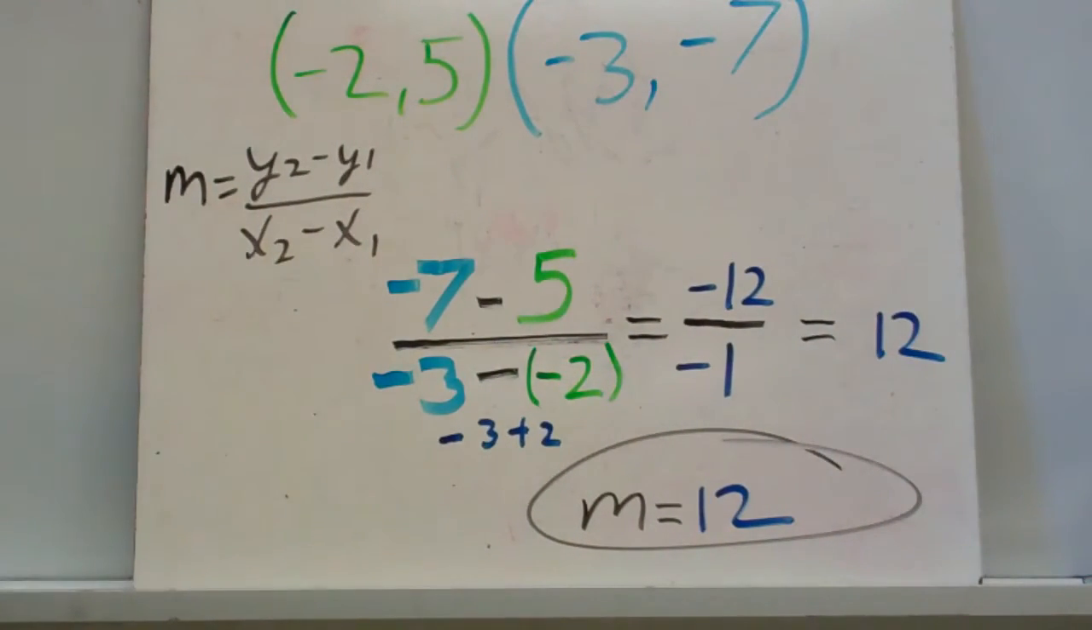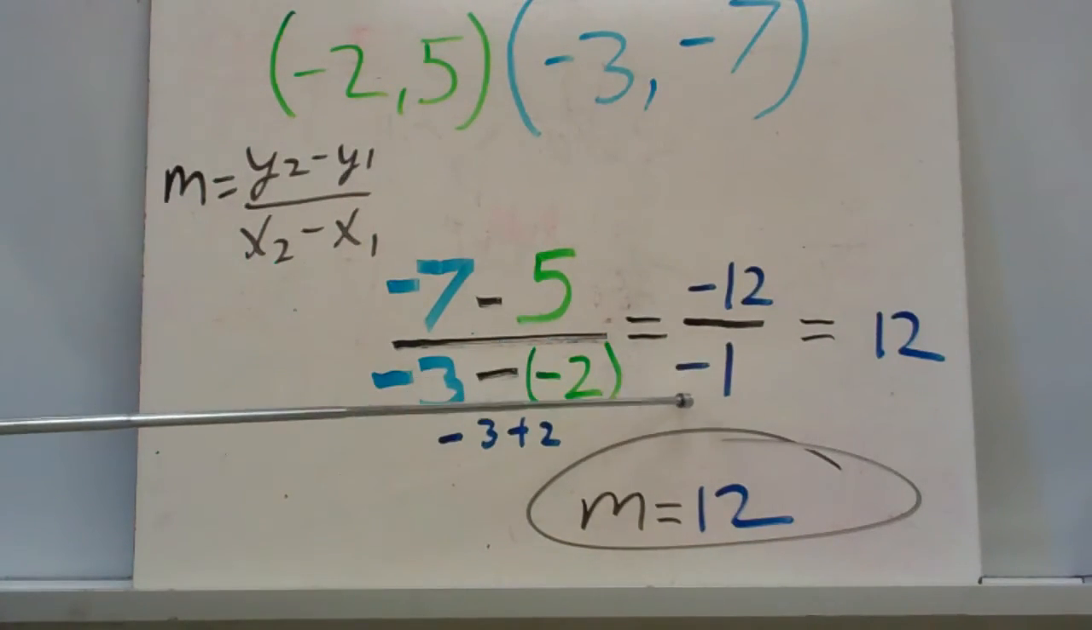And again, just to show you that things will work out the same, we'll take those same coordinates and put negative 3, negative 7 first. So we have negative 7 minus 5, the 5 comes here, over negative 3 minus a negative 2. Negative 7 minus 5 leaves us with negative 12. And again, we have that double negative sign down here, so just be careful of that when you are doing your problems. We'll have negative 3 plus 2. Negative 3 plus 2 is negative 1.